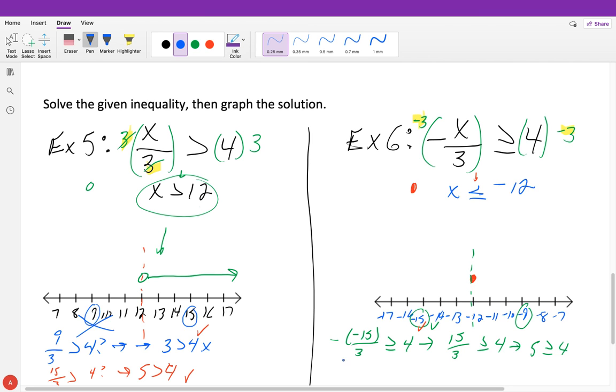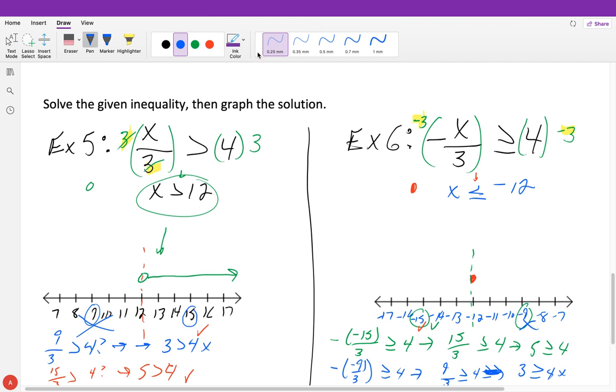Then I'll pick negative 9. So negative of negative 9 divided by 3, is this greater than or equal to 4? Well, negative times negative gives me positive. So 9 over 3, is this greater than or equal to 4? Well, 9 divided by 3 is 3, and 3 is not greater than or equal to 4. So this one did not work.